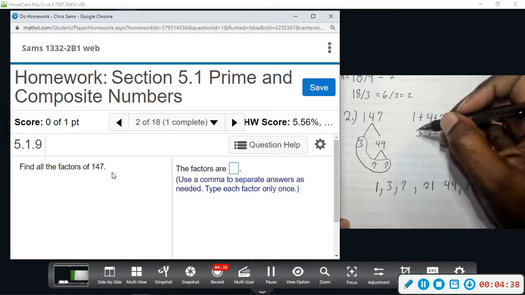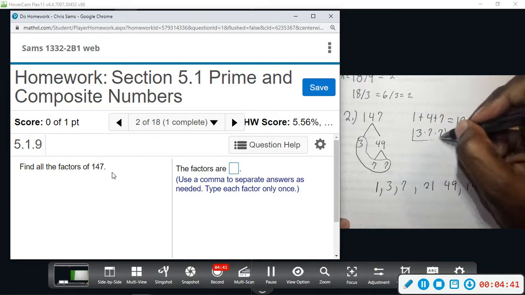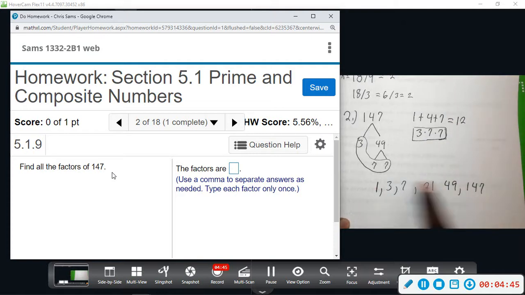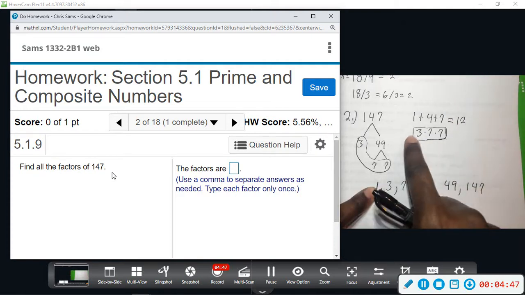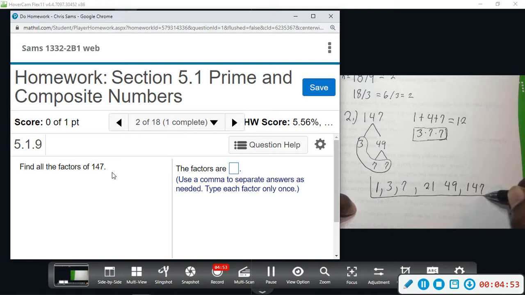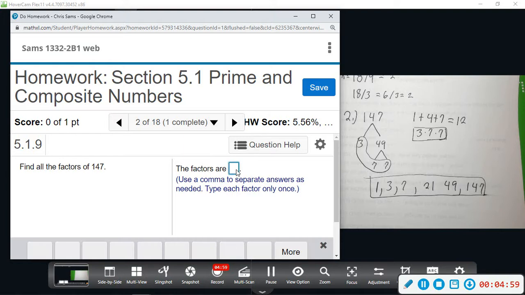So if you can break it down into prime factorization and just use every combination that you can get. I've used the 1 and itself, the single 3, the single 7, and whatever I had left, and then that's all we can come up with. So this would be all the factors of 147. 1, 3, 7, 21, 49, and 147.